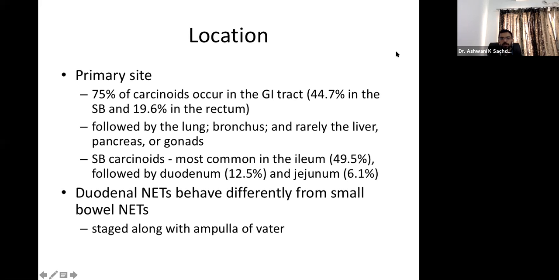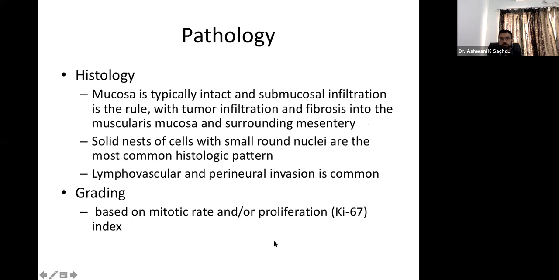So duodenal NET carcinoid, they behave differently from small bowel neuroendocrine tumor, and they are staged along with the ampulla of Vater tumors.